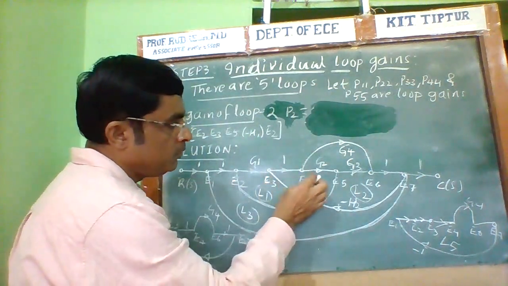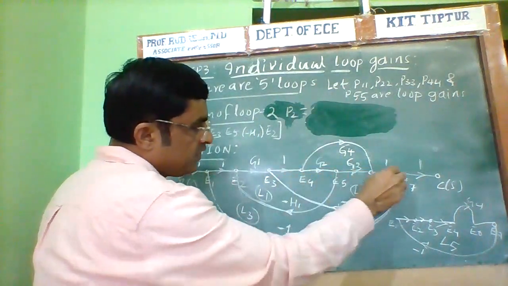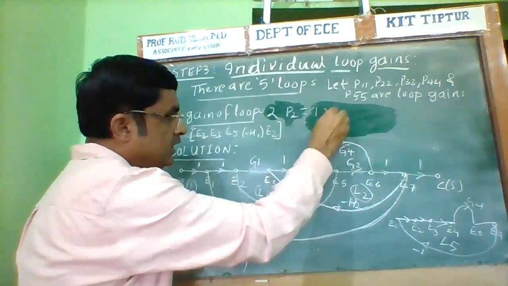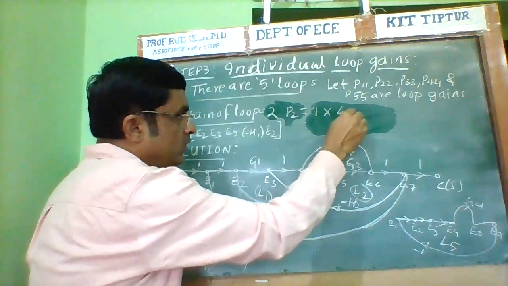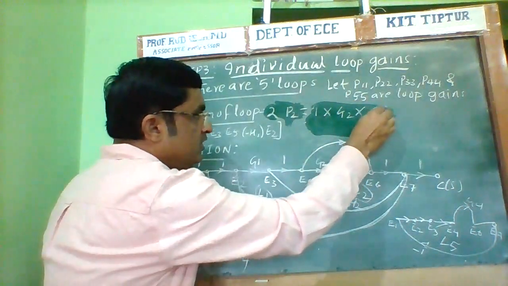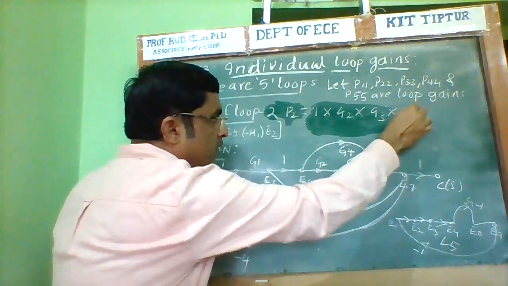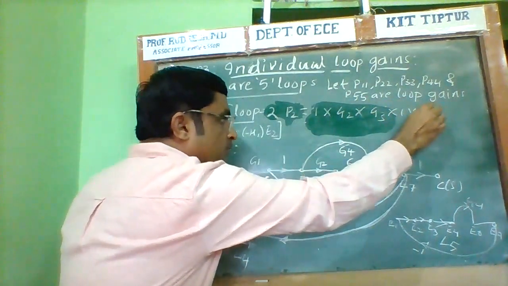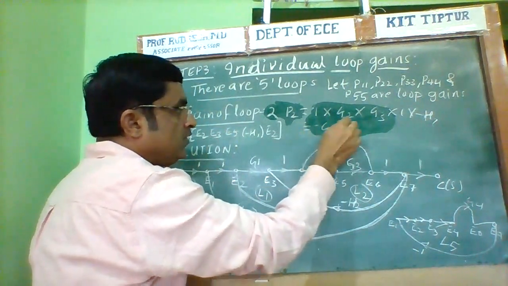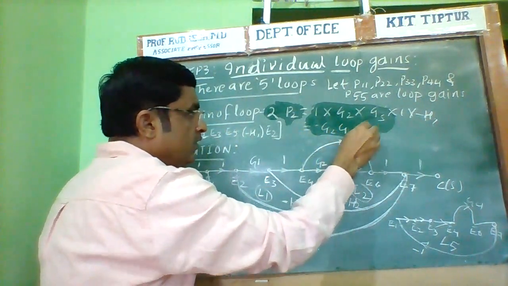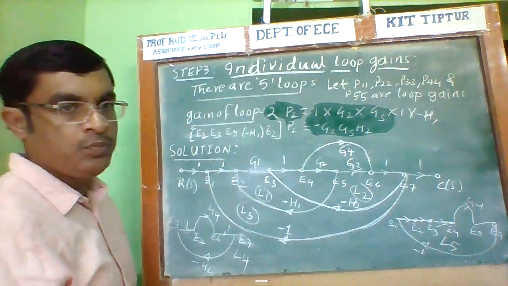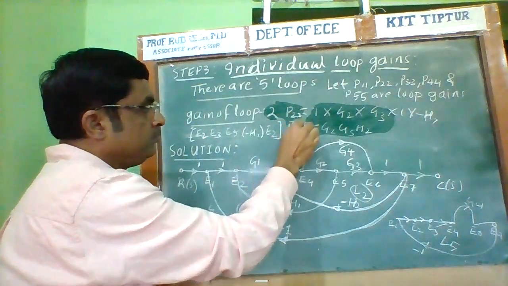Now this is loop 2. This is the path of loop 2. We need to multiply 1 into G2 into G3 into 1 into minus H2. Now this is minus G2, G3, H2, which is the gain of loop P22.